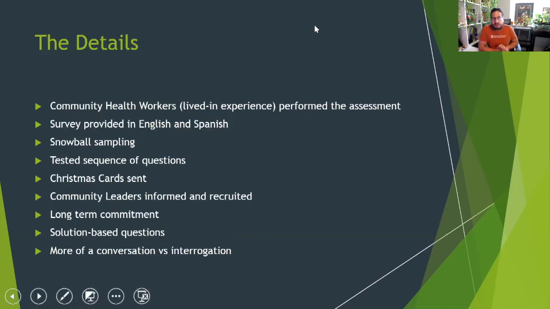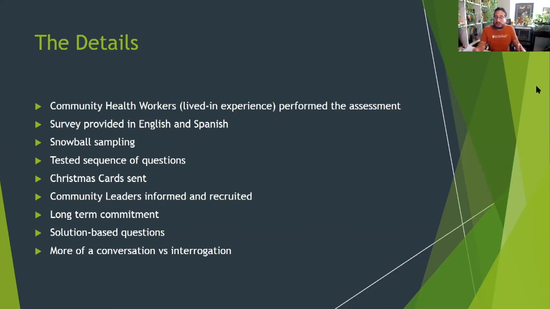In regards to the details, we had community health workers with lived experience actually be the ones doing the assessments. This included myself too. I'm a community health worker and a community health worker instructor, and so we were doing these assessments. We provided the survey in English and Spanish. We're actually working right now on translating the survey into other languages because we want to keep doing this.